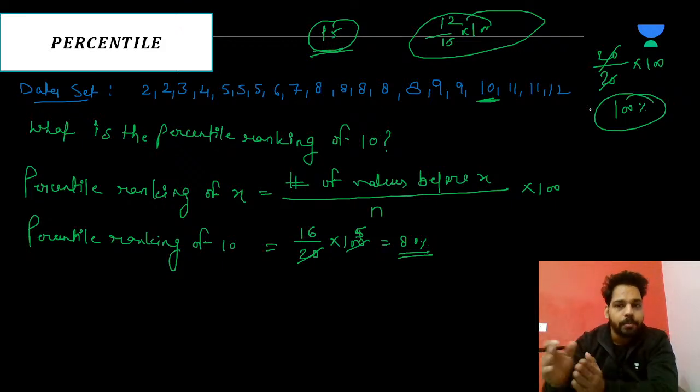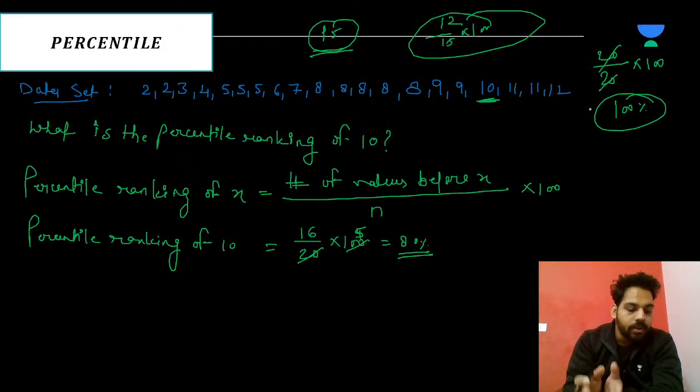It doesn't mean you have got 100% marks, like 15. No, you are not getting 15. You are getting 12. But out of all the students who have given the exam, you are getting the highest marks. That means you are getting 100 percentile. Understand? Clear? One more example we are going to take.